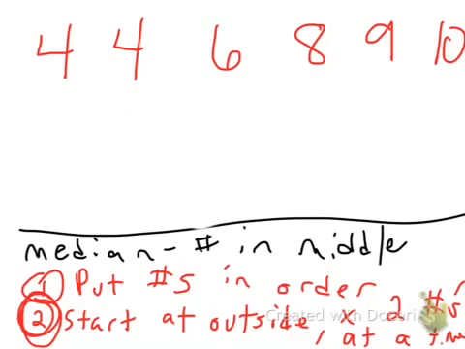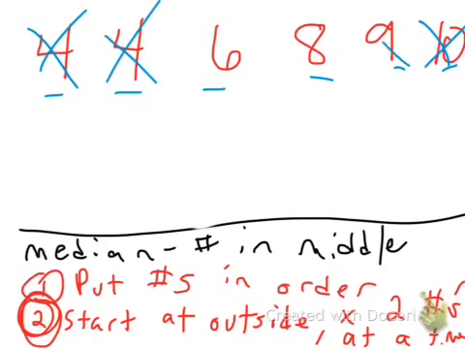Okay, here's the next data set. 4, 4, 6, 8, 9, 10. Okay, number 1 says first thing we need to do is put the numbers in order. And luckily for us on this data set, they're already in order. 4, 4, 6, 8, 9, 10. They're in numerical order from least to greatest. So, then we're going to start at the outside and we're going to X 2 numbers at a time. Now this is very important for this. So we're going to X out 4, X out 10 at the same time. Then we're going to X out 4 and 9 at the same time. Now, we're left with 2 in the middle.